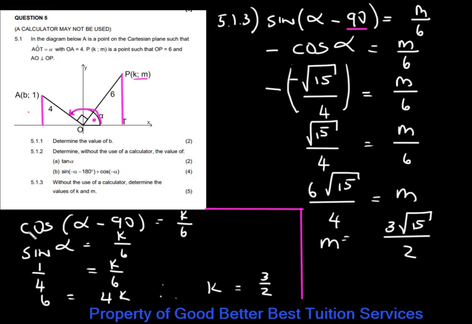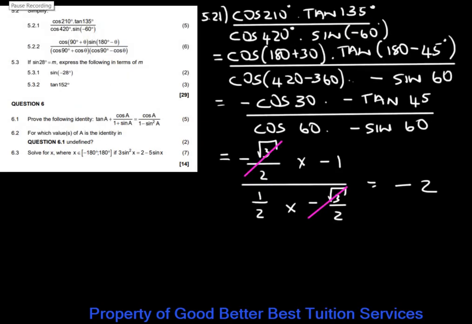We are going to do something similar to solve for k. We are going to say cos of alpha minus 90 is equal to k over 6. And so again, it's co-function. It will be sine of alpha is equal to k over 6. And here what we do is sine of alpha in this triangle was 1 over 4. And we are going to cross multiply, and we see that k is equal to 3 over 2.